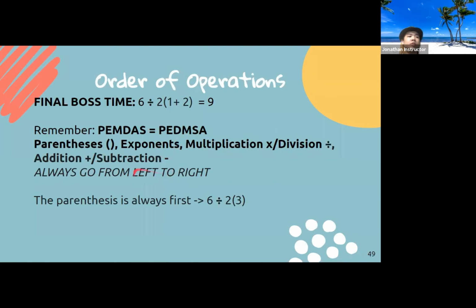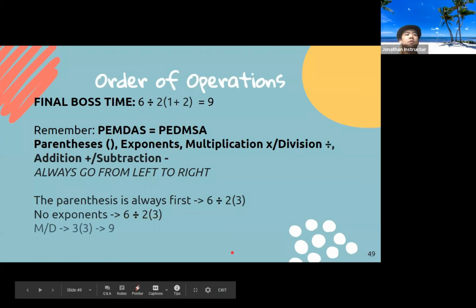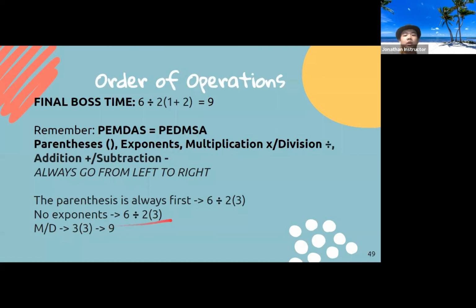So let's try this one. Parentheses always go first. So we have this problem. I see 2 parentheses, right? 1 plus 2 is equal to 3, so it's 6 divided by 2 times 3. I solve the parentheses first. I don't have any exponents, so I just leave it be. Then I do multiplication and division, going left to right. So 6 divided by 2 is equal to 3, times 3 is equal to 9. There's no addition or subtraction. So the final answer is 9. That's why the answer was 9, which is B.